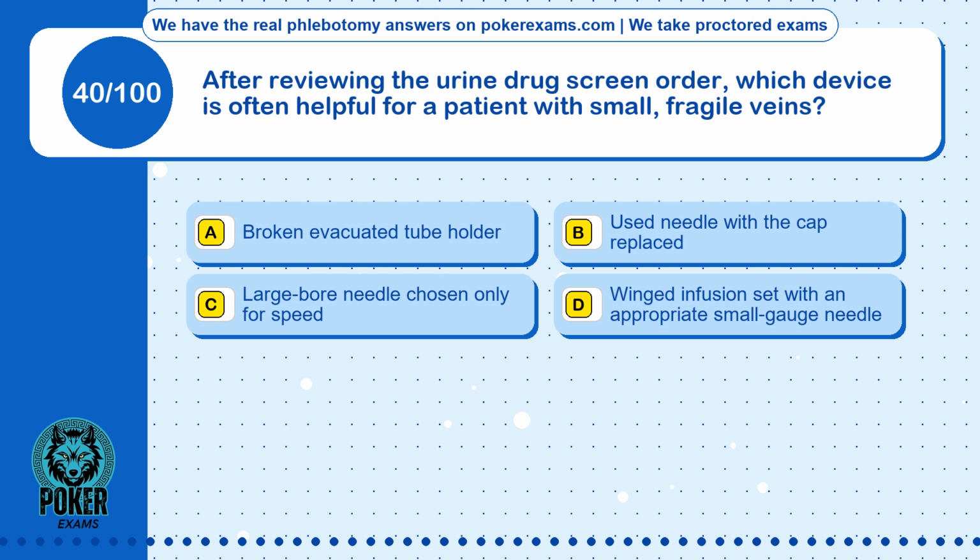Question 40. After reviewing the urine drug screen order, which device is often helpful for a patient with small, fragile veins? Option A. Broken evacuated tube holder. Option B. Used needle with the cap replaced. Option C. Large bore needle chosen only for speed. Option D. Winged infusion set with an appropriate small gauge needle.